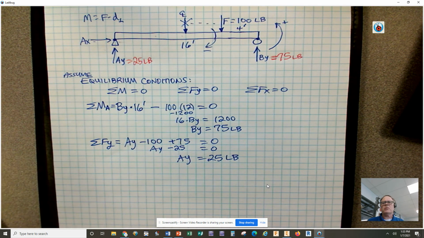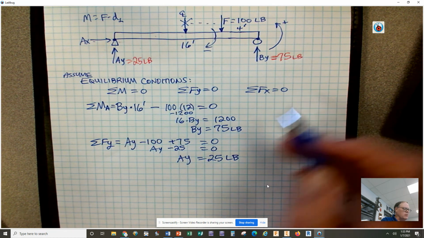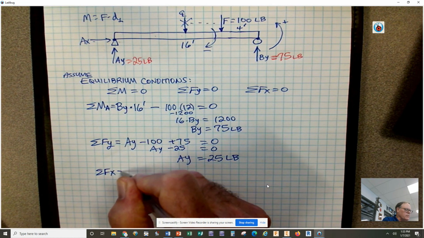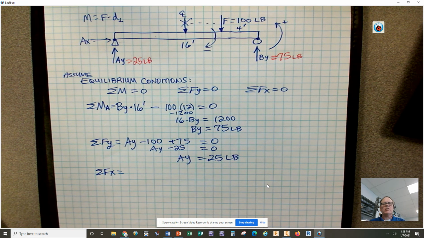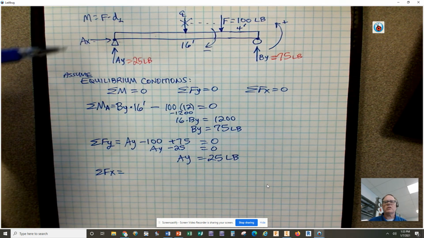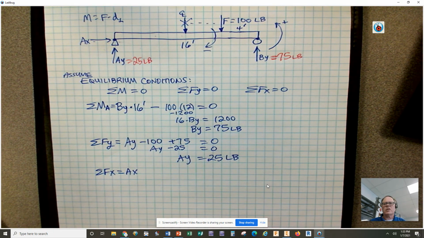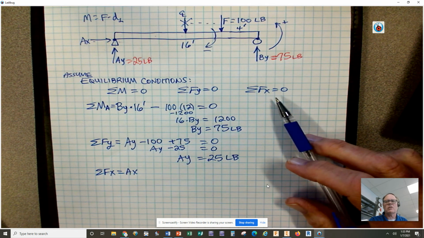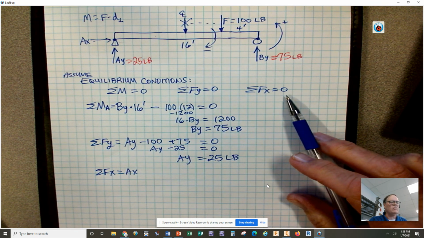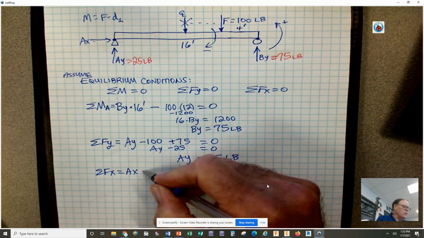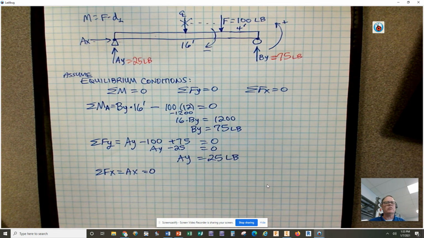And just for completeness' sake, because in some situations when we get into trusses, we will have an X component to these loads, you finish your equilibrium check by doing the sum of the forces in the X direction. And these are where you look for all the vectors that are horizontal, left and right. But we only have one, and that's AX, pointing to the right, meaning it's positive. And so AX is the only force in the X direction, and we know from the condition of equilibrium that the sum of the forces in the X direction has to equal 0. So we set AX equal to 0, and we're done.